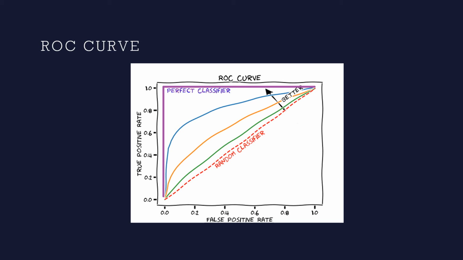And then a perfect classifier will be the top purple line that'll have an AUC of 1.0. And then also, as we saw a few slides ago, KNN had an AUC of 0.93, 0.94, so it's getting close to being almost a perfect classifier.